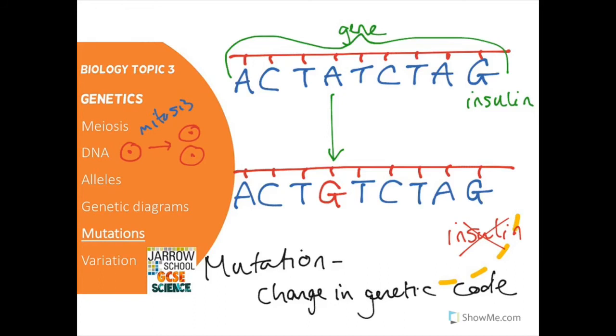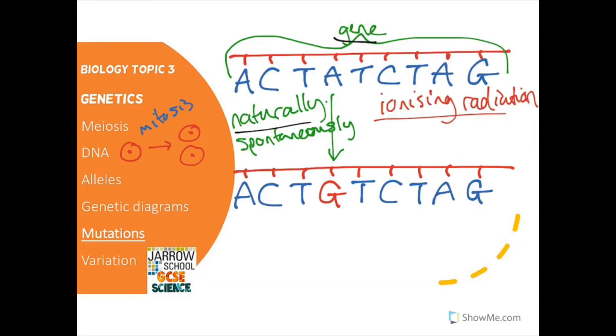naturally or spontaneously. So as we get older, your hair may turn grey, and that's because the gene that makes your natural hair colour is forgotten, and that's natural. So what will happen is your hair colour will be forgotten and your hair will just become grey, and that is due to a natural mutation.